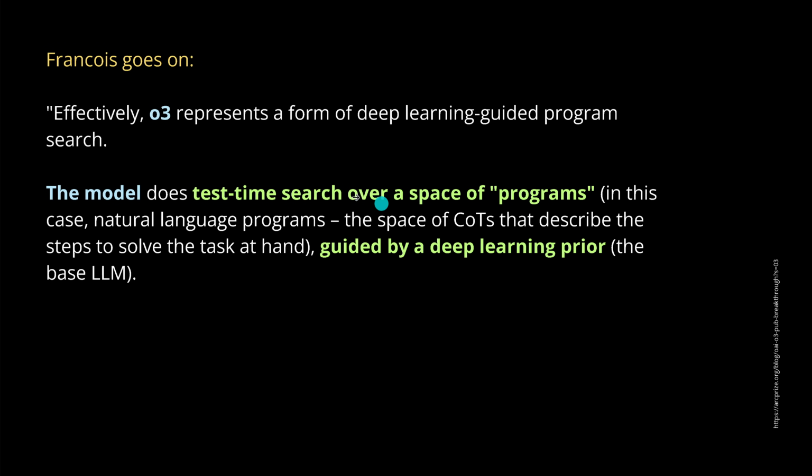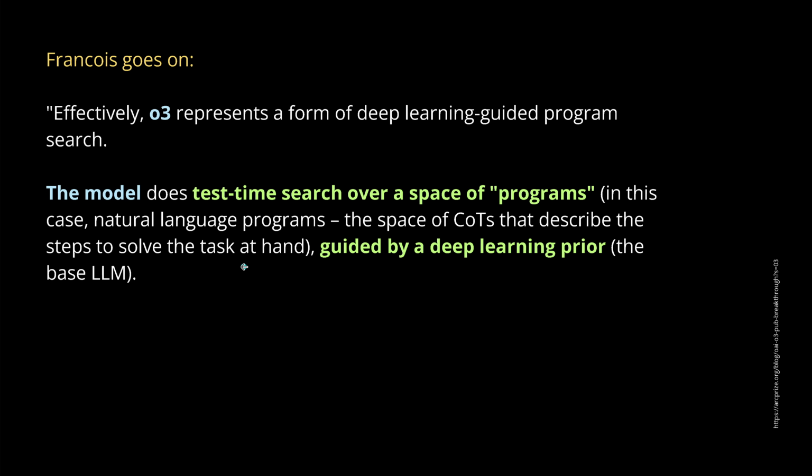And François goes on, and this is a quotation: effectively, O3 represents a form of deep learning guided program search. The model, O3, does test time search over a space of programs, and in this case they are natural language programs, so the space of chains of thought, or more complex trees of thought, or forests of thought, whatever will be the next step in the evolution of this, that describe the steps to solve the task at hand, guided, this search here, by a deep learning prior, and this is the base language model.